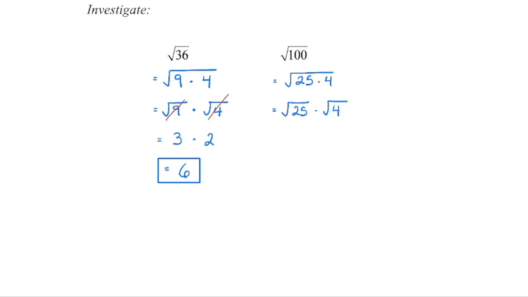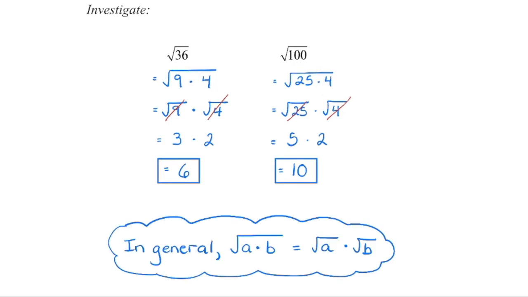The square root of 25 is a perfect square. The square root of 4 is a perfect square. The square root of 25 is 5. The square root of 4 is 2. I can multiply those two together and get a value of 10, which is what we know the square root of 100 is equal to. So we can take any radicand and break it into its factors. The root of the product of those factors is the same value as if we square root each of those numbers individually and then multiply them together.